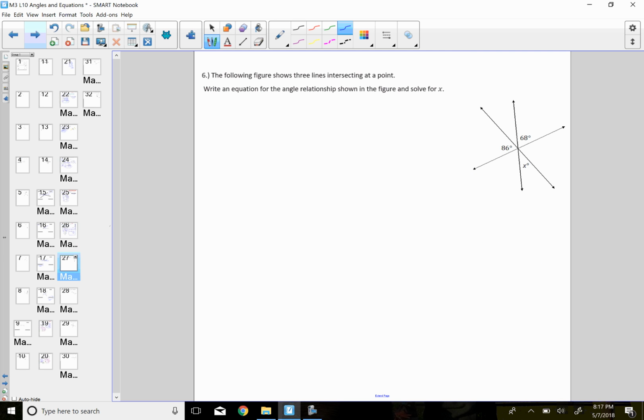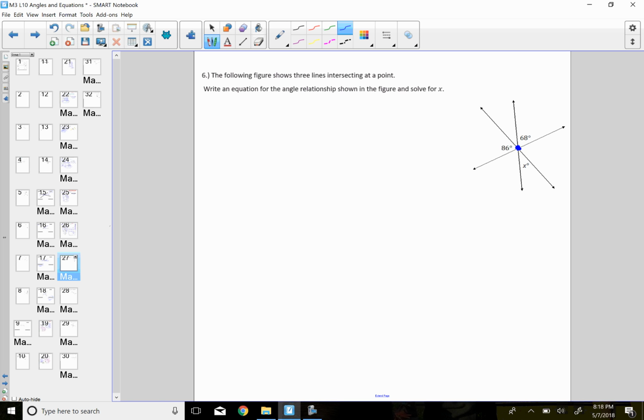So still on page 8, we have question 6 here. The following figure shows three lines intersecting at a point. So at quick glance, you might say angles around a point, but if you look at this, they're not identifying all the angles. There's three of them that are blank, meaning they're not asking me to find them, and they didn't say what they were. I need something about all the angles around a point for it to add up to 360.